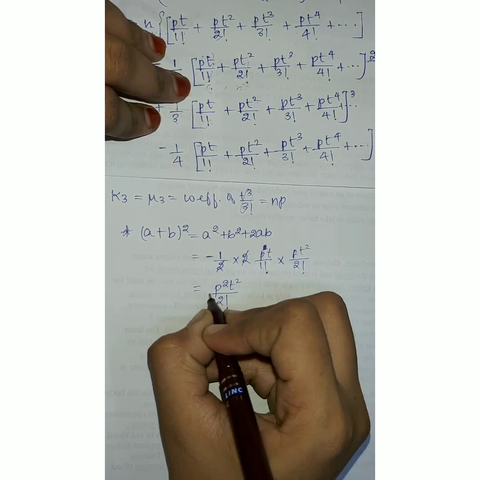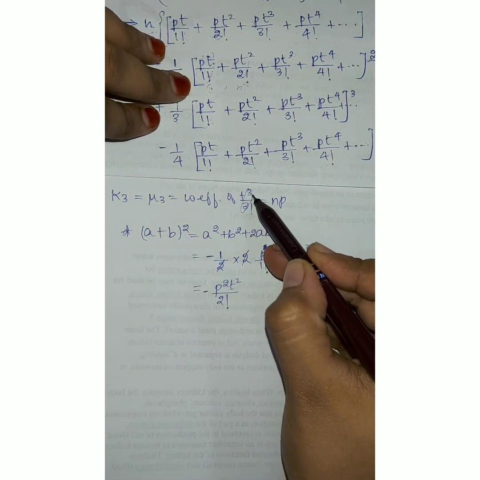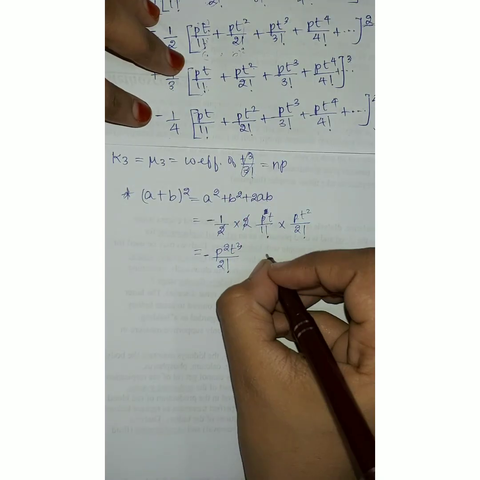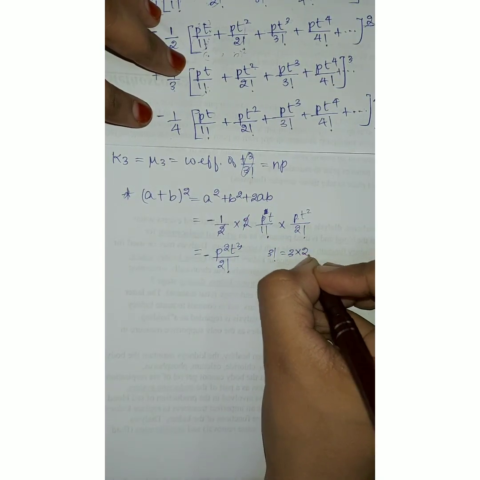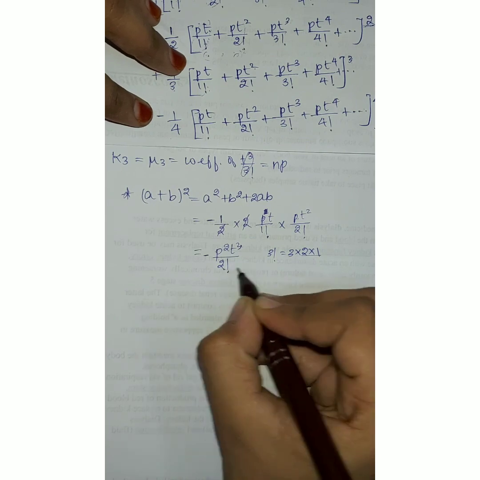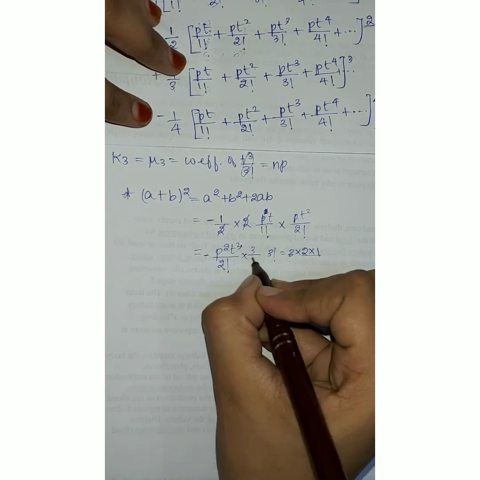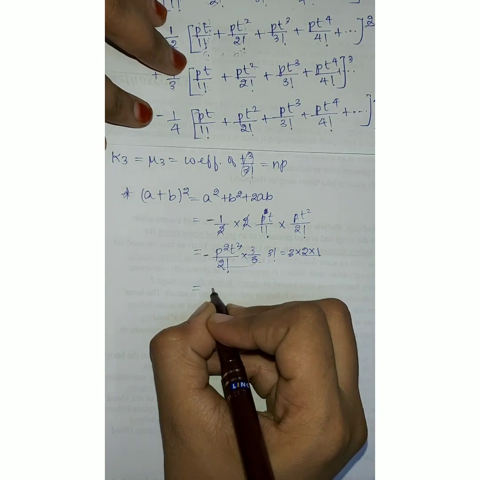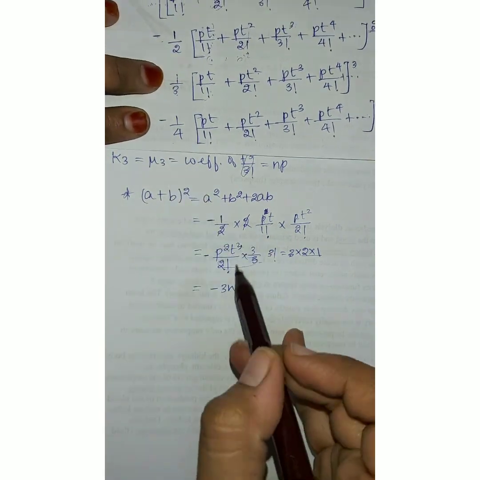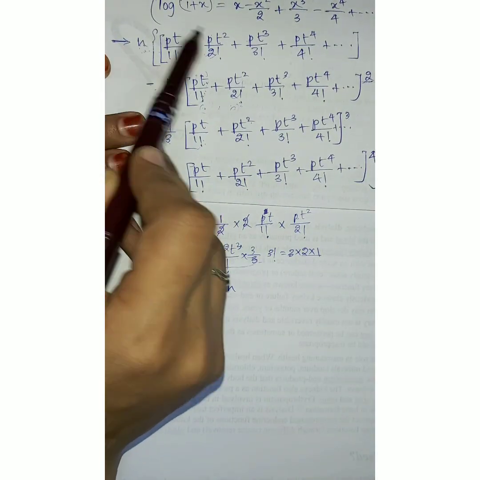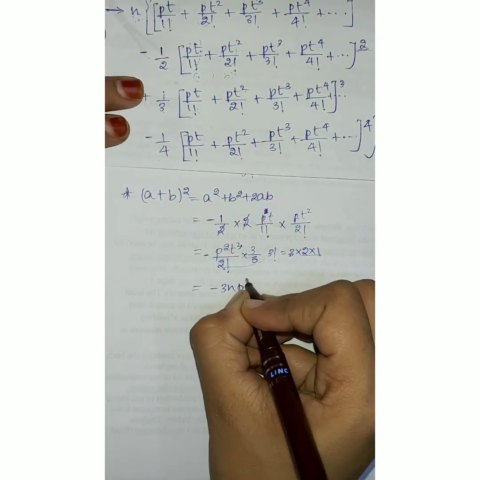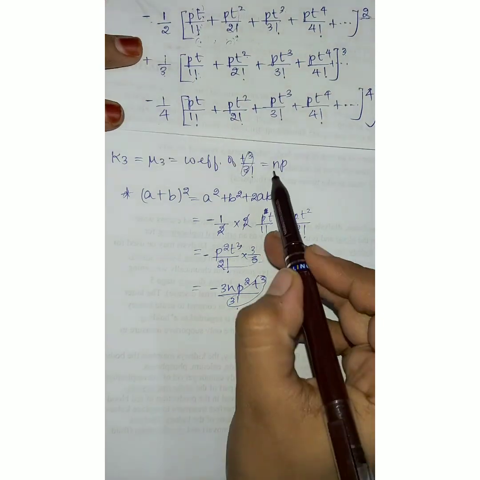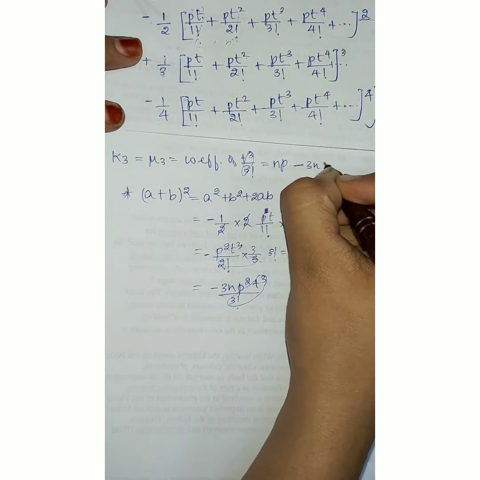Now writing this, minus 1 by 2 outside can be written with the same 2ab. Combining this gives you minus t square by 2 factorial, but we need t cube by 3 factorial, as 3 factorial is 3 into 2 into 1. We have 2 factorial, which is nothing but 2 into 1. So multiplying and dividing by 3 we get minus 3, and n, which is common outside, taking it inside, 3np square t cube by 3 factorial. Finally we get np minus 3np square.